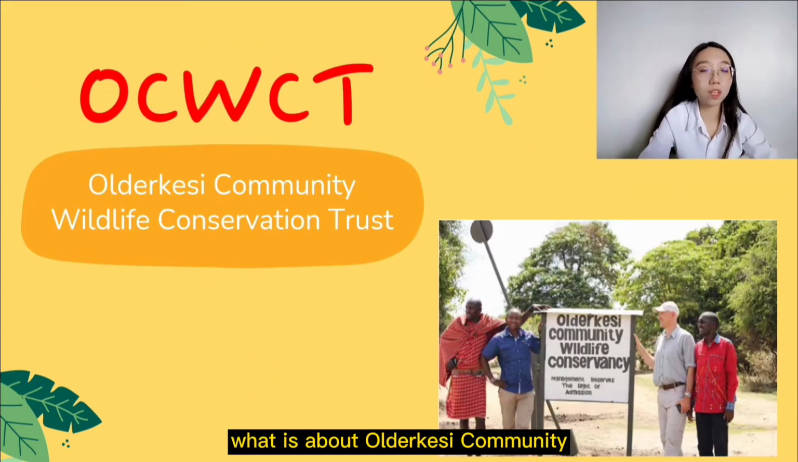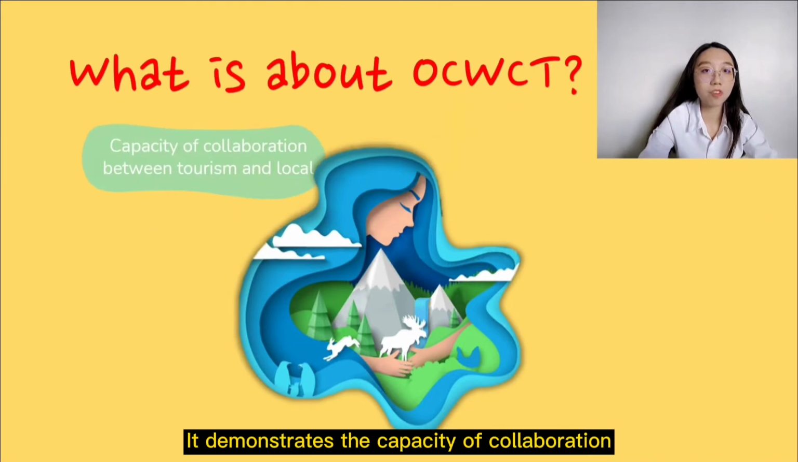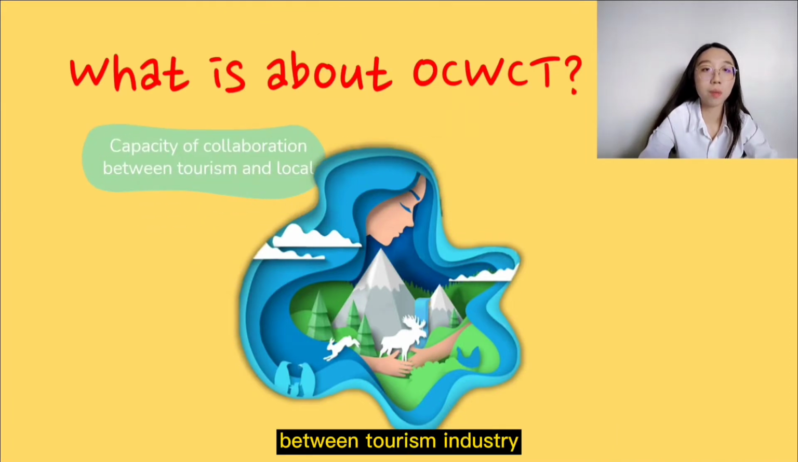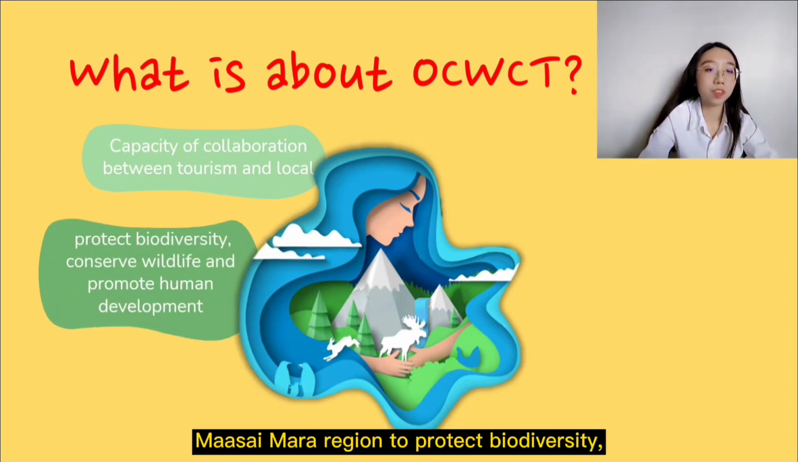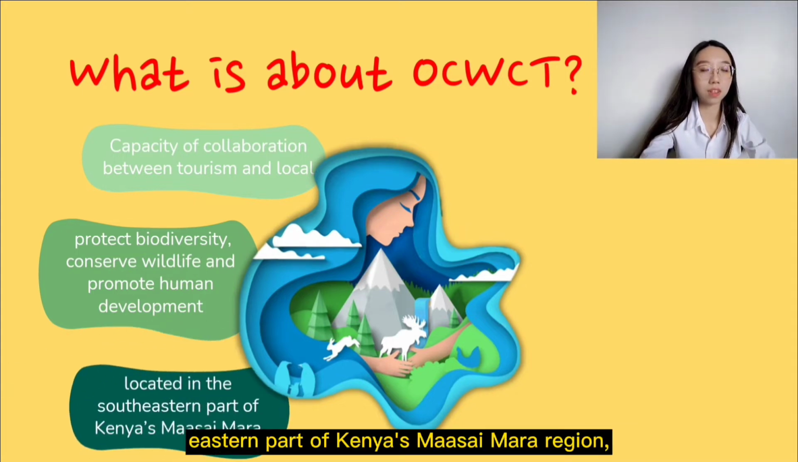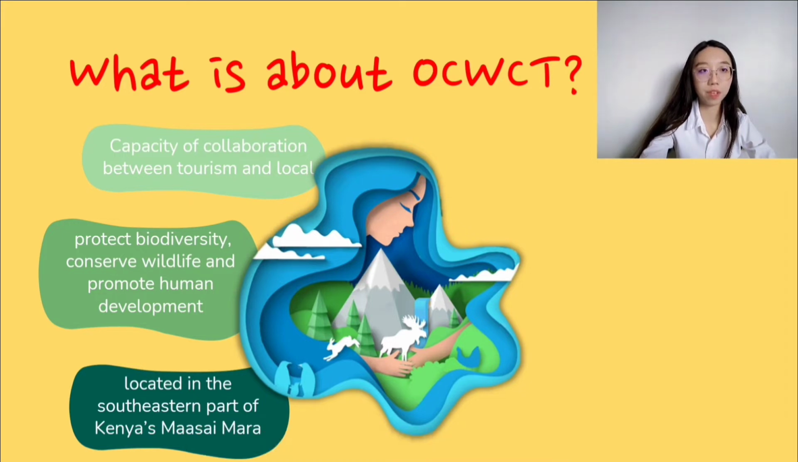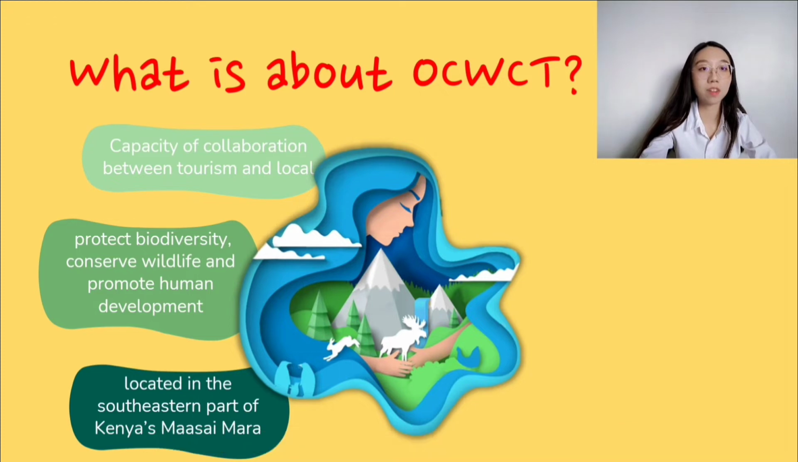Well, what about Odakeshi Community Wildlife Conservation Trust (OCWCT)? It demonstrates the capacity of collaboration between the tourism industry and local communities in Kenya's Masai Mara region to protect biodiversity, conserve wildlife, and promote human development. The OCWCT is located in the southeastern part of Kenya's Masai Mara region, bordering Tanzania's Serengeti National Park and Kenya's Masai Mara Game Reserve.